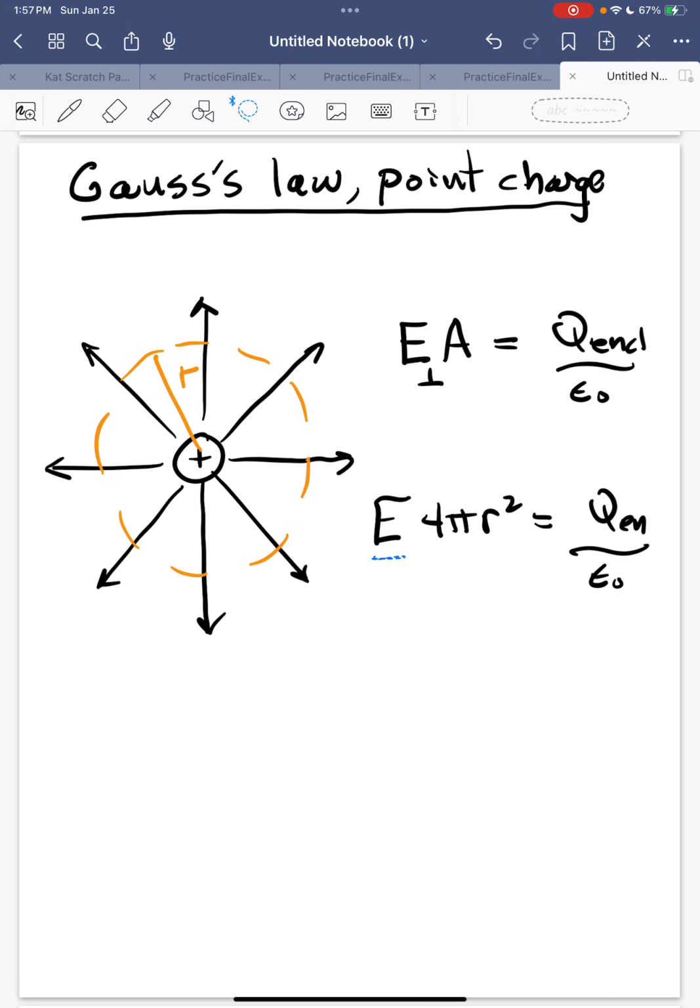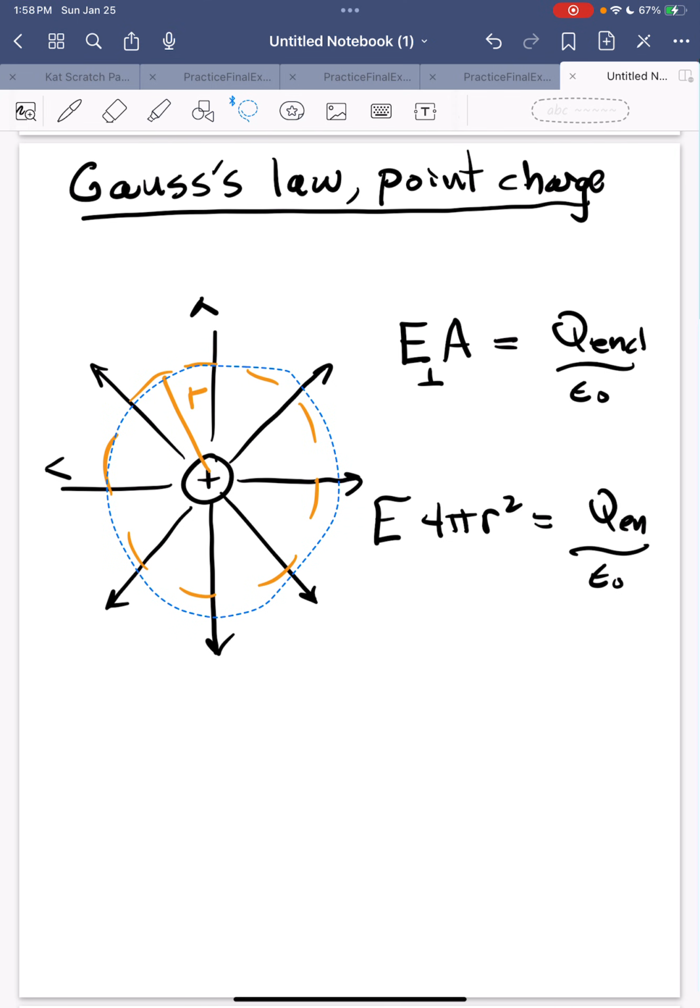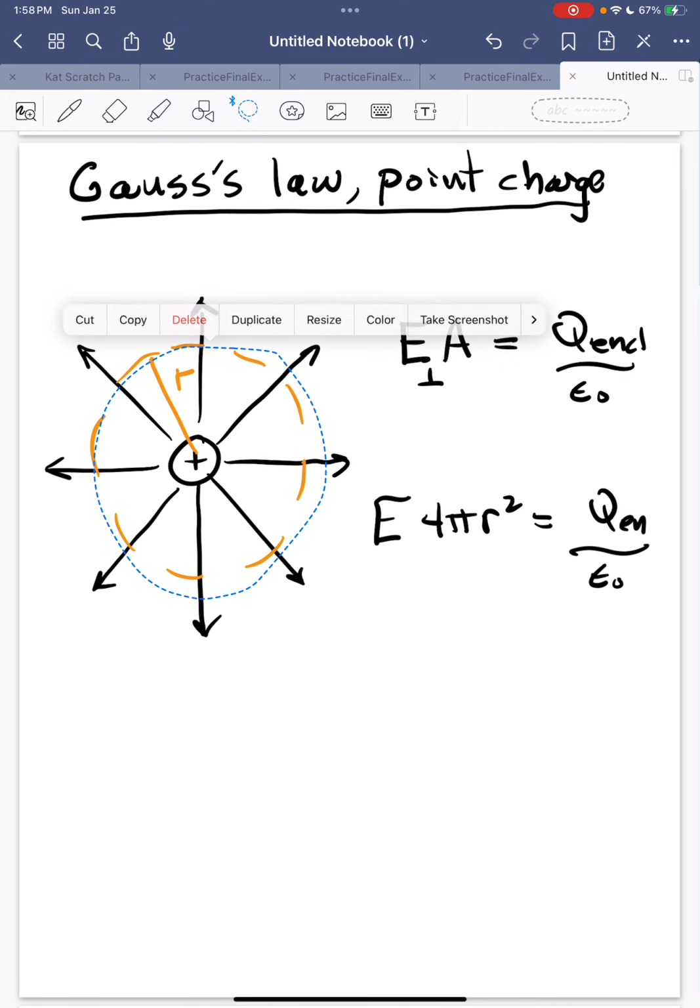So then I can just say E times the surface area of a sphere. That's the area right there, 4 pi r squared. This is E perpendicular, it just becomes E. And now I make that equal to Q enclosed. That's the charge inside my Gaussian sphere. So my Gaussian sphere encircles this charge Q right here, this little guy. So as a result of that, there's my charge. I can say Q enclosed is there, divided by this constant epsilon naught.